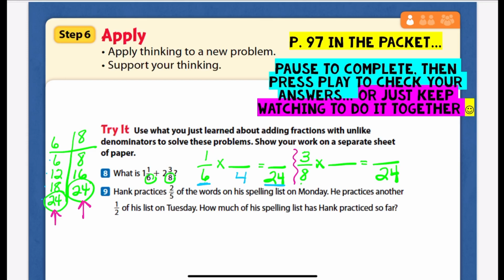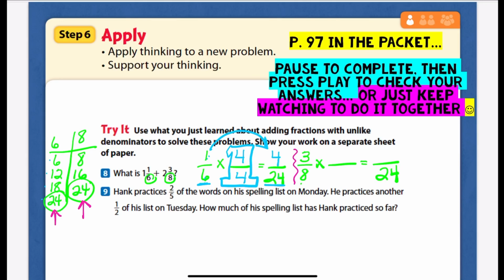If I multiply the denominator times 4, I need to multiply the numerator times 4. That gives us our value of 1. It does not change the value of 1/6. It makes an equivalent fraction. So 1 times 4 is 4. So 1/6 is equivalent to 4/24. All right, now let's move on to our next fraction.